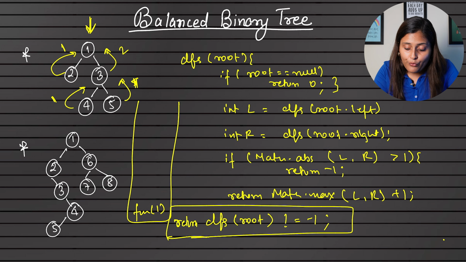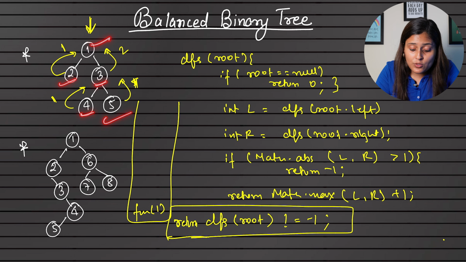Okay. So for the very first example, what is the time complexity? We have iterated over each and every node. So time complexity is O of n.